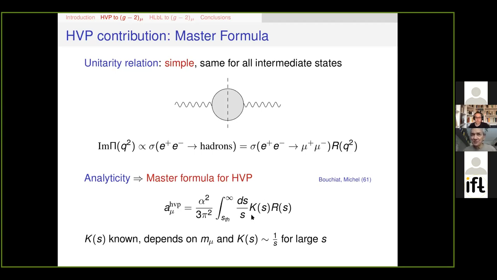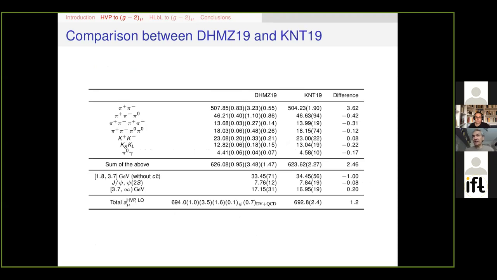The important point, and that's the difference with respect to hadronic light by light, is that this kernel function is the same no matter what kind of hadrons you have in this blob, because everything depends only on one variable, on Q square or s in this formula here. And you can imagine that as you go to higher and higher energies, you can have more and more channels. So you have to sum over many exclusive channels. And in this table, you see the most important channels, but there are several other ones.